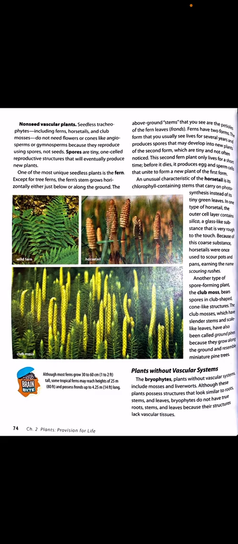Plants without vascular systems. The bryophytes, plants without vascular systems, include mosses and liverworts. Although these plants possess structures that look similar to roots, stems, and leaves, bryophytes do not have true roots, stems, and leaves because their structures lack vascular tissues.